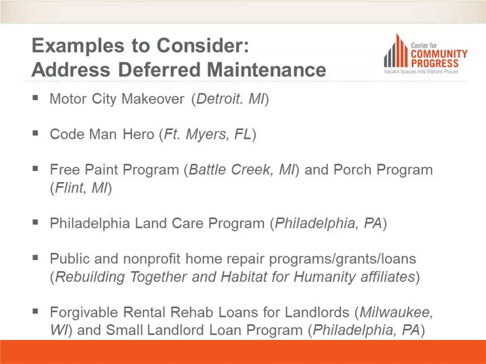We need to make sure that we continue to look at and understand what we are able to invest post-COVID in public and nonprofit home repair programs, grants, or loans. A couple of entities are Rebuilding Together and Habitat for Humanity affiliates across the country who are working hard to put some of these things into place or are trying to grow their programs that already exist. I urge you to check those out. Landlords: there are some, but very few, rehab loans for landlords. Some that we've found exist in Milwaukee and the small landlord loan program in Philadelphia, Pennsylvania, but these are hard to find, hard to come by.